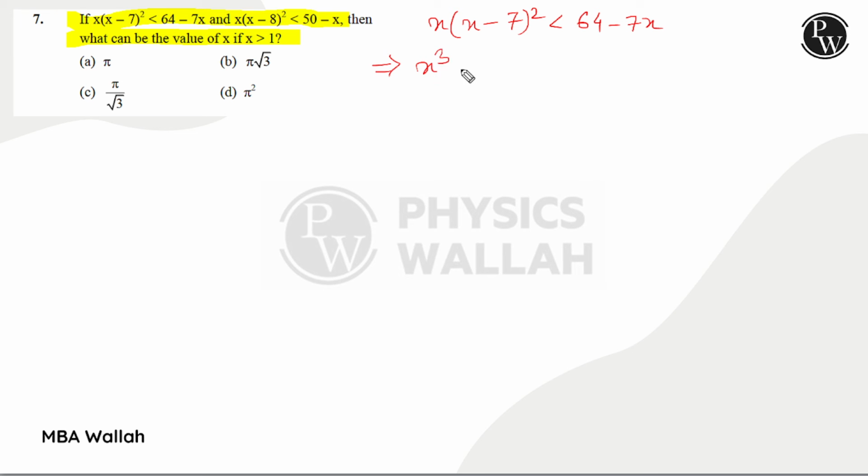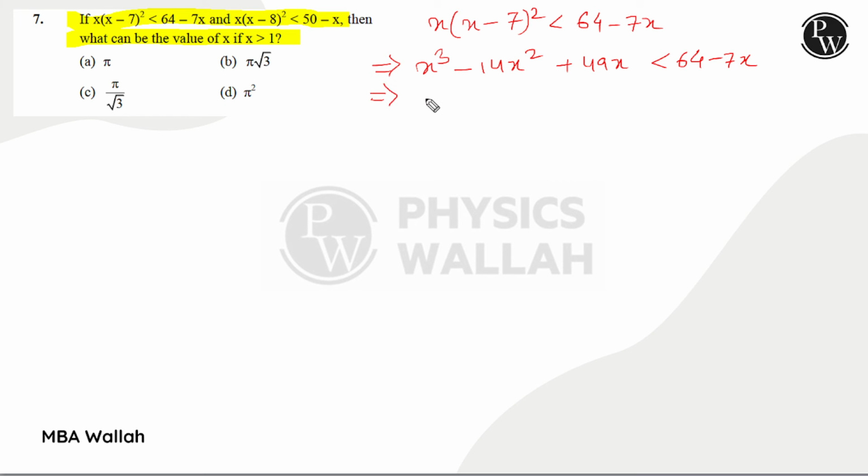So first I can write it like this: x cube minus 14x square plus 49x is less than 64 minus 7x. I hope that makes sense. I've just expanded the square term, that's it, and then multiplied them.